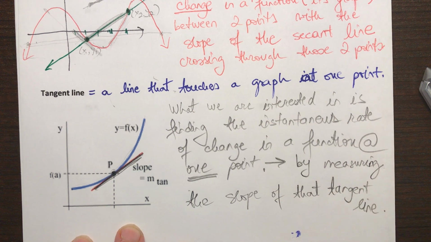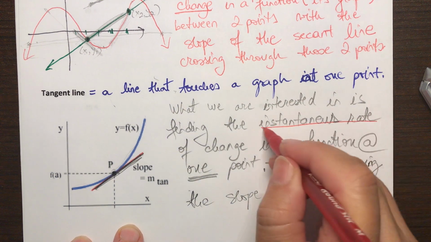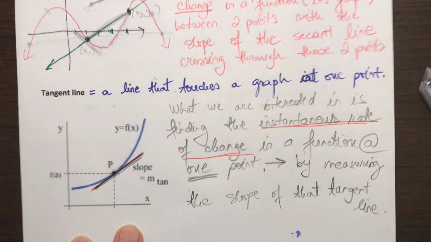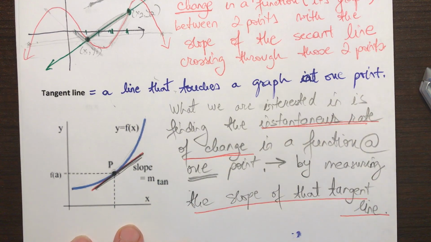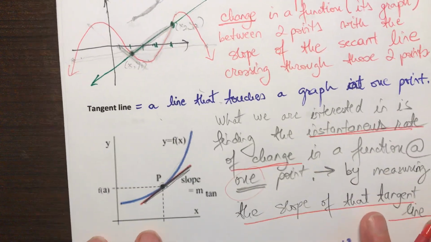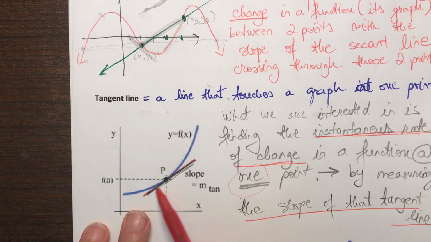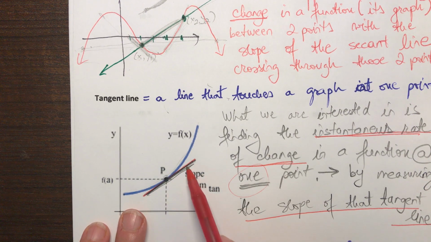And there's your first connection, yes? What do I mean? The instantaneous rate of change in a function is measured by the slope of the tangent line to the graph at that one point, okay? So it looks to me like this graph is heading up, and it's heading up about this fast.